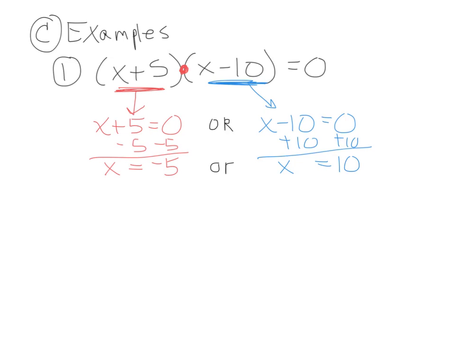So you test them. If you try negative 5, what's negative 5 plus 5? Well, that's 0. And then you plug it in here too, it doesn't matter. Negative 5 minus 10, that's negative 15. But what's 0 times negative 15? 0. Great, that one works. Now you try 10. 10 plus 5 is 15. 10 minus 10, 0. 15 times 0, 0. So here are your two solutions. All right, let's try one more.